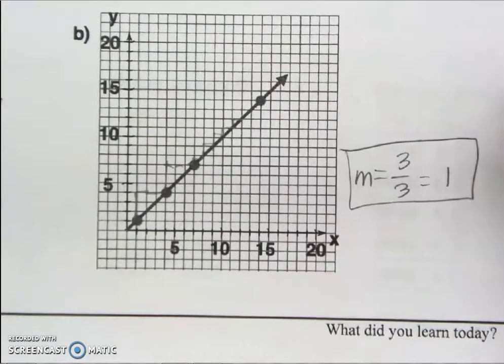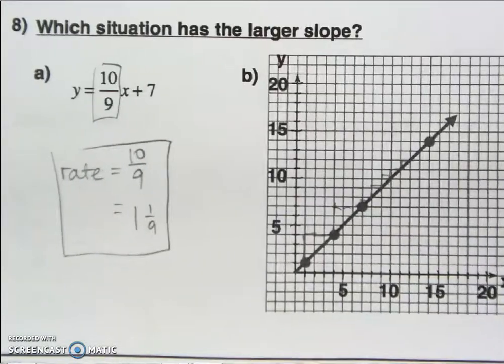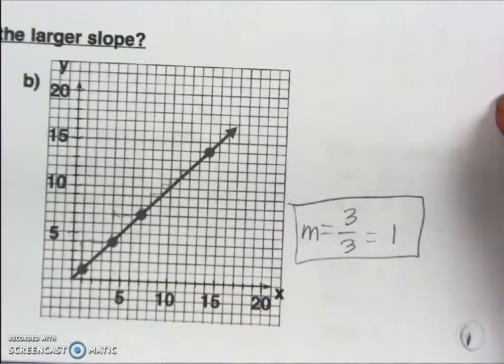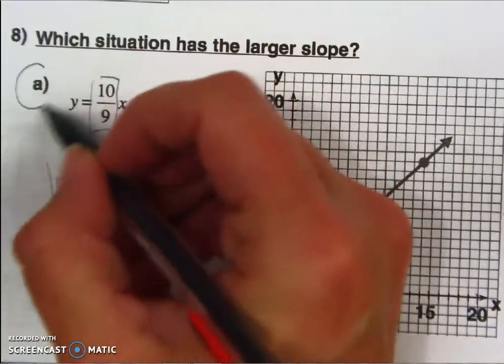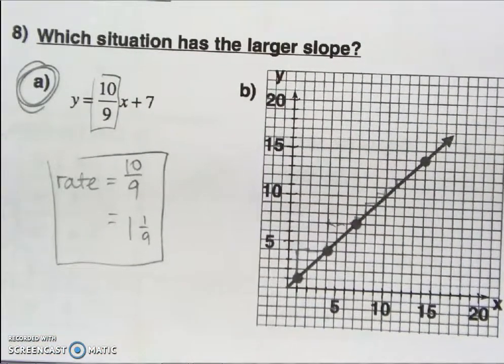So which one has a larger slope, the equation or the graph? 1 or 1 1/9? Obviously, it's going to be the 1 1/9. All right, so that's how we compare slopes. We have to find them first and then just look at the numbers we have. Please remember to do the exit ticket and ask if you have questions.